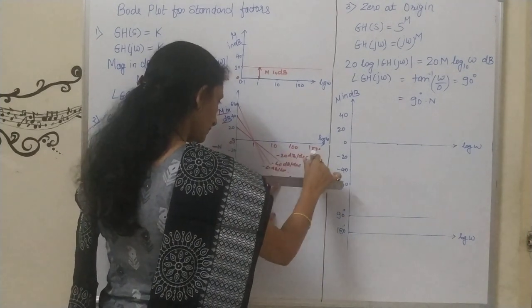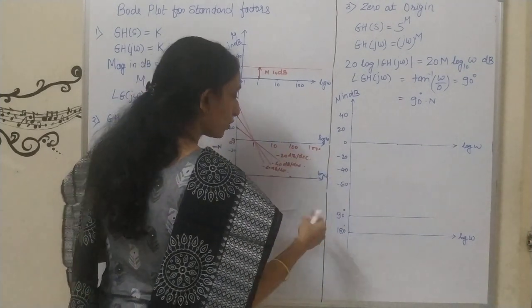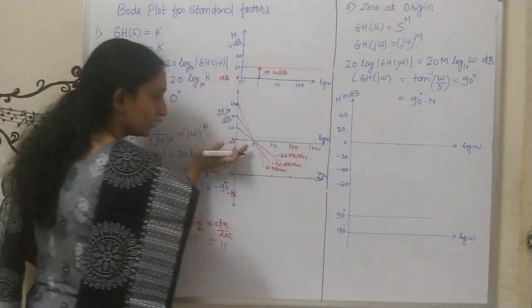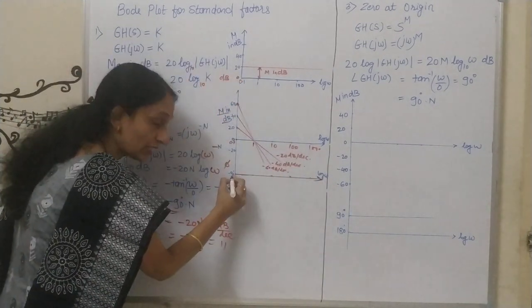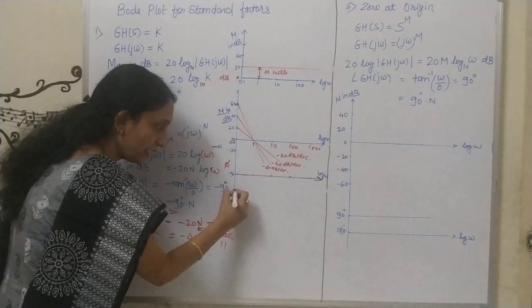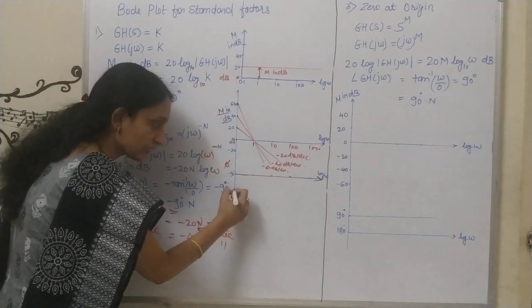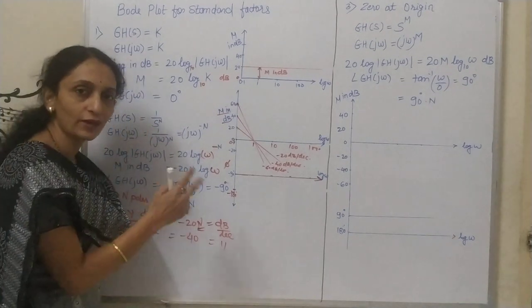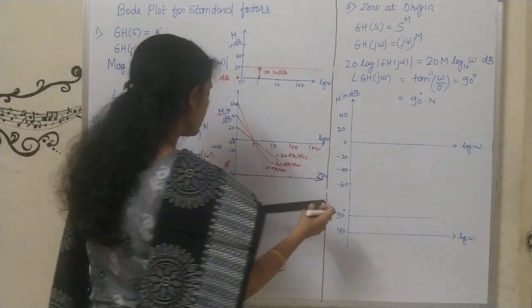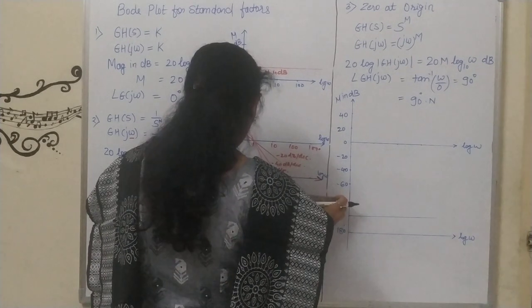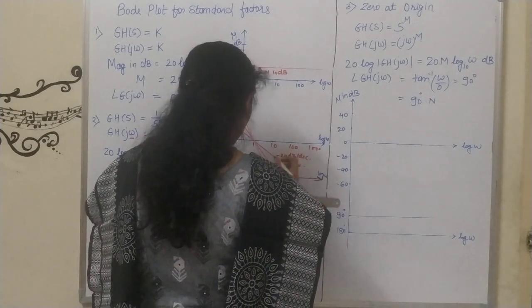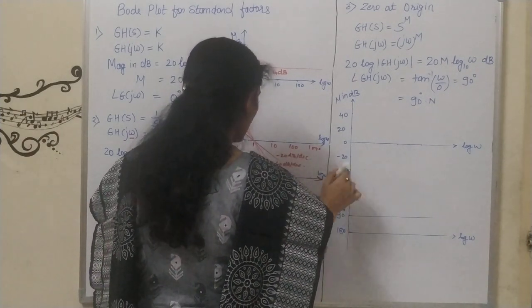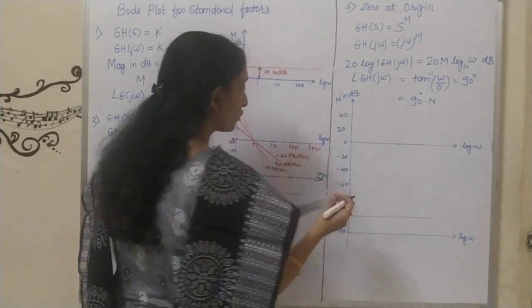So the angle line will be parallel to the log omega axis. Look at this, this portion is for magnitude and I have started with minus 90. Next point, suppose the next division I am taking as minus 180. Suppose two poles are there, so the angle will be minus 90 into 2. I will draw the line at minus 180 degrees, that is parallel to the log omega axis.